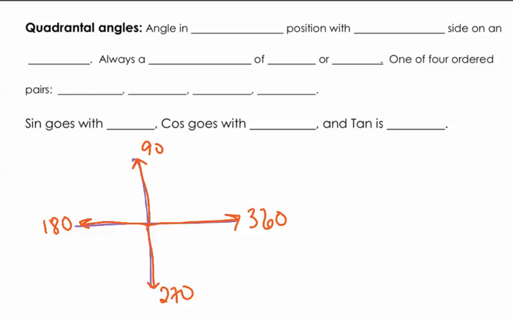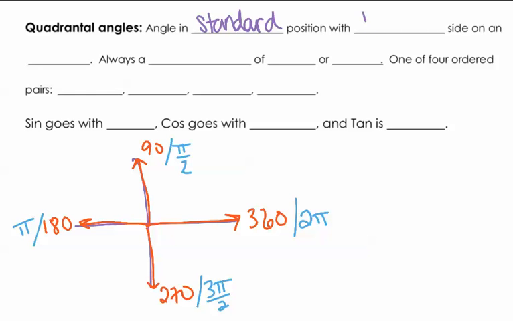Thinking about our radian measures, you're going to have pi over 2, you're going to have pi, 3 pi over 2 for 270, or 2 pi for the 360, the full time around the circle. So a quadrantal angle is an angle in standard position, which we talked about earlier, with terminal side on an axis. So you can see the terminal side is going to be on the x-axis if it's 90 degrees or 270 degrees, or on the y-axis if it's 180 or 360 degrees.